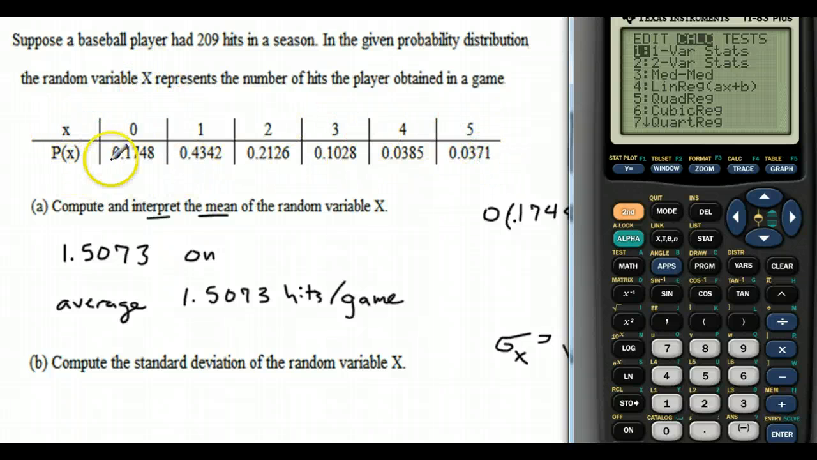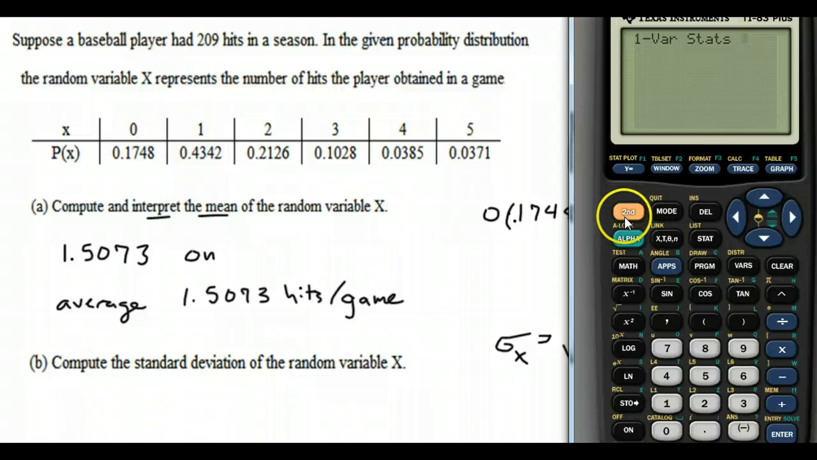This is a probability row. It doesn't have anything to do with being a second variable. So this one variable stats, but we do need to tell it that there's 2 lists. There's list 1 where the x's are, comma, list 2 where the probabilities are. And then when we do that, we see there's our mean, 1.5073, and here's our standard deviation, 1.217.